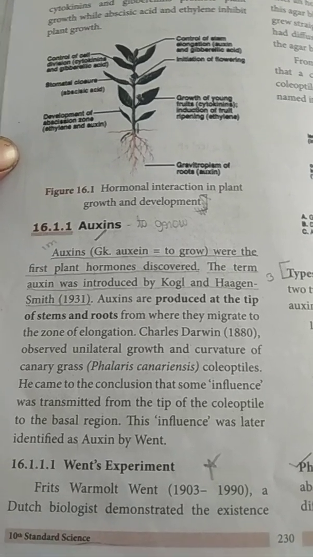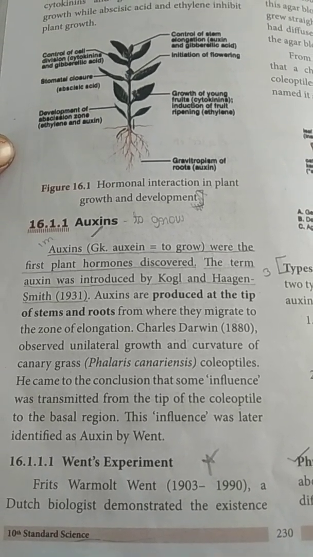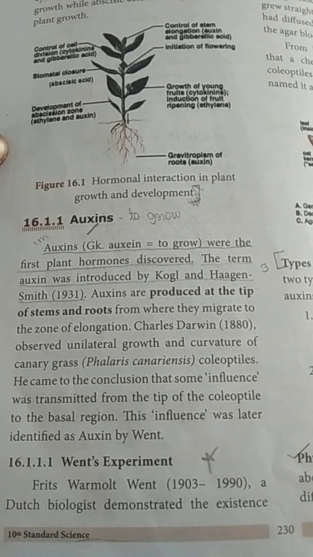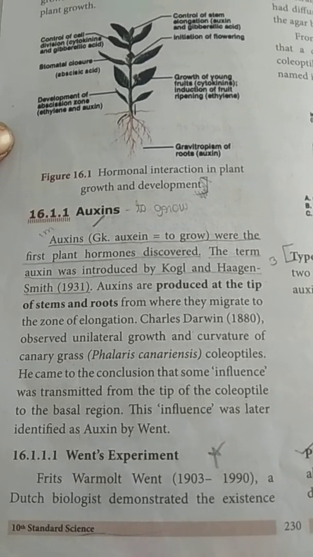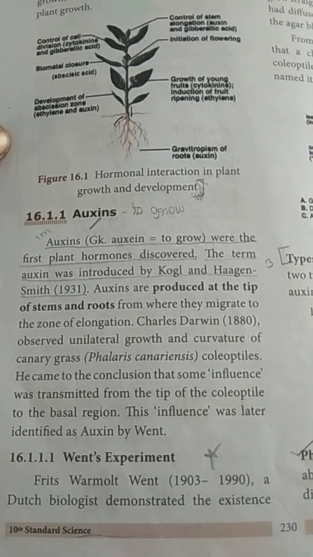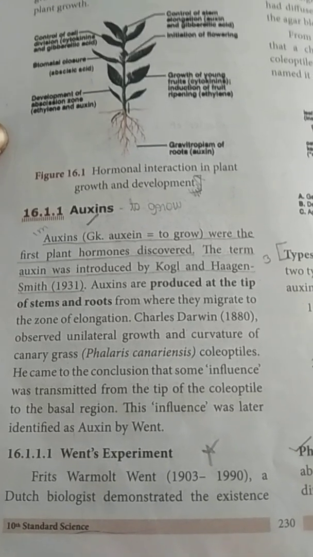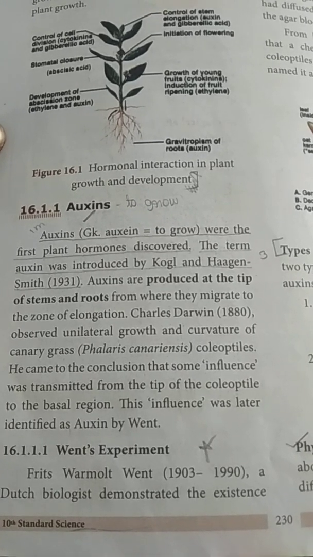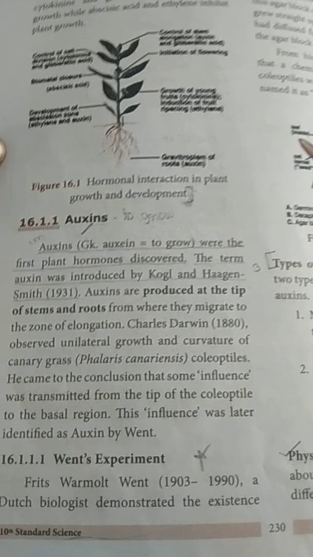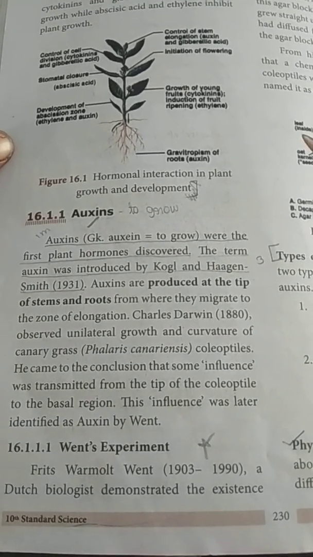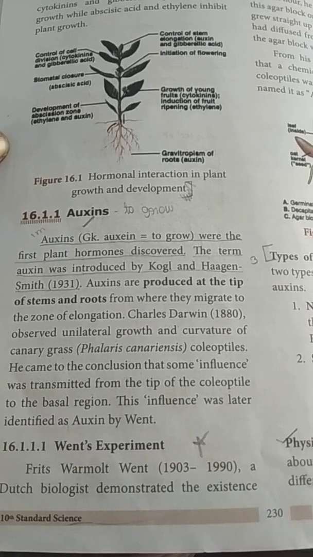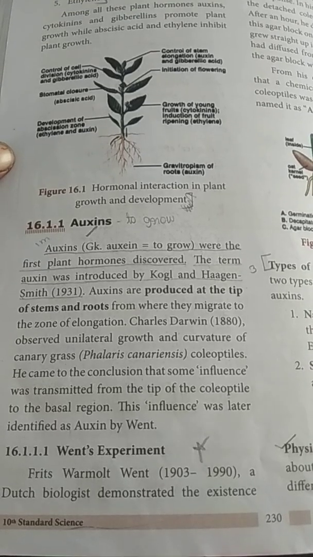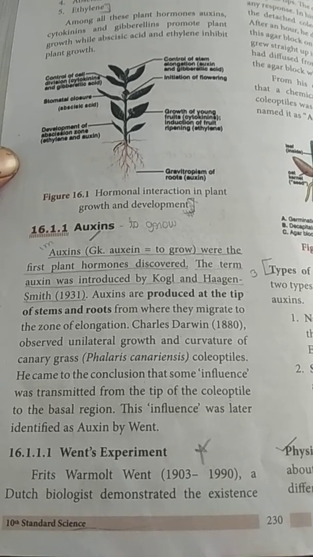Charles Darwin observed unilateral growth and curving of canary grass coleoptiles. He came to the conclusion that some influence was transmitted from the tip of the coleoptile to the basal region. This influence was later identified as auxin. At first they never gave it a name, but after that it was given a name. It was called auxin by Went.